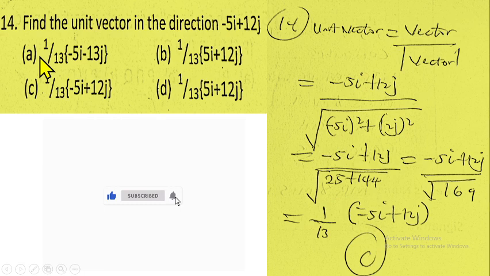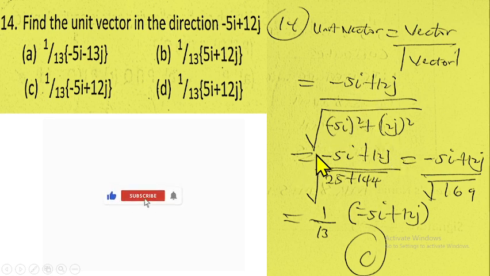Question number 14 is on vectors. You have to find the unit vector in the direction of minus 5i plus 12j. So how do you find a unit vector? That is the vector given to us over the modulus, or the absolute value, of the vector. So that should give us minus 5i plus 12j over the modulus of this vector, which is the square root of the sum of the squares.